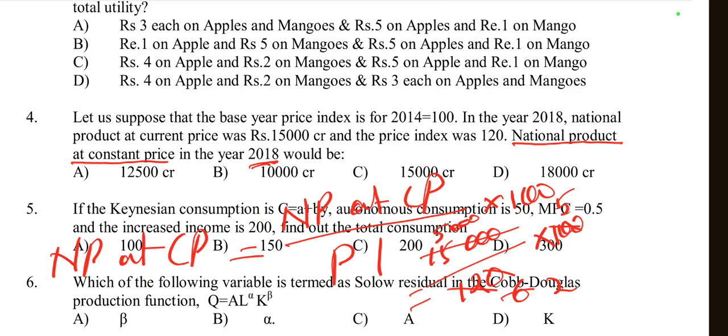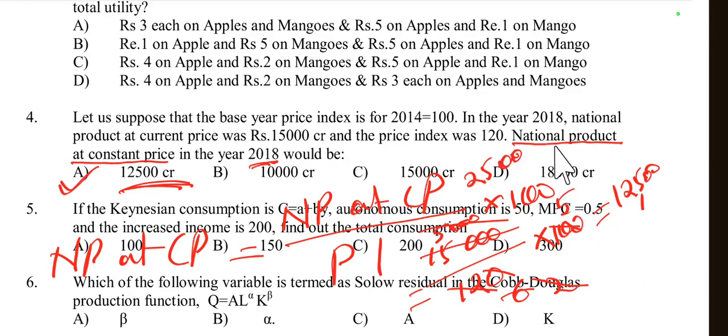2 5000 means 25... 2500 into 5. 25 into 5 is equal to 125, so it is 12,500. So 12,500 crore. Option A is right here.